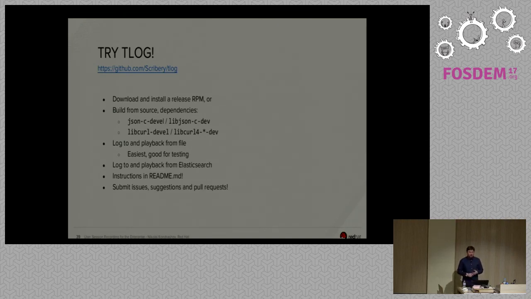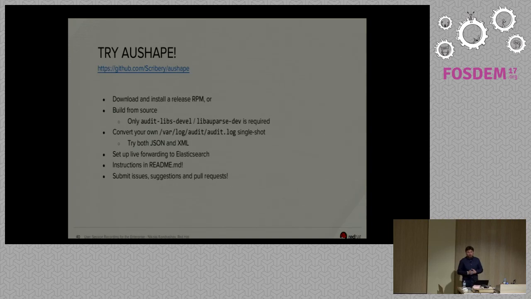OSHape is even easier. There's just one dependency. Instructions are also in the README. And you can just take your own audit log, which you most probably have on the system, convert it, and see how it looks.